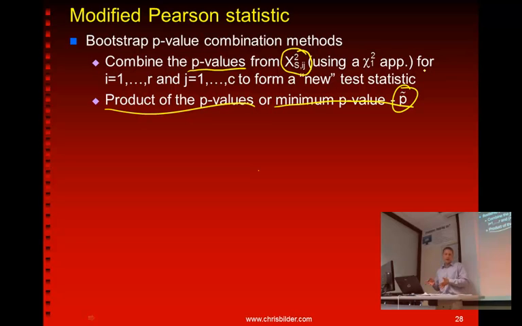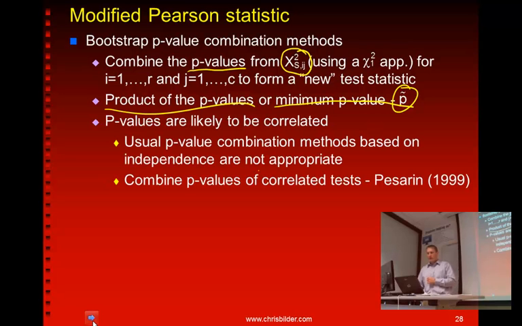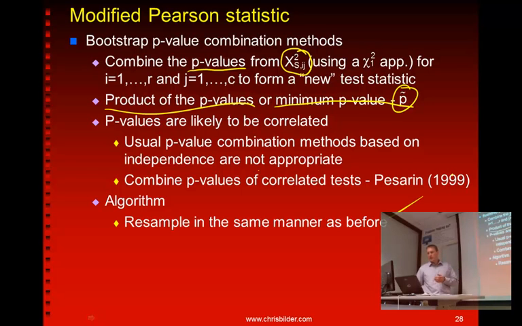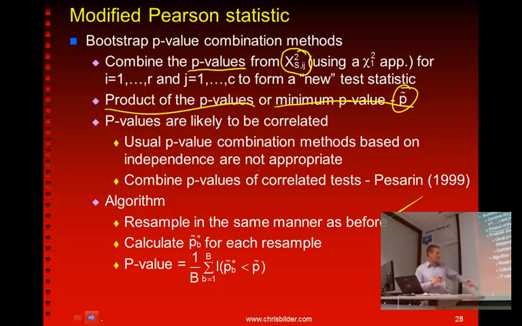Now the problem, though, is since each of these p-values are correlated with one another, I can't use the usual methods for p-value combination, which would assume independence between the p-values. So the Bootstrap comes to our rescue. So how can we do it? Well, resample in the same way as before. Calculate p tilde star now for every single resample. And then my p-value is the proportion of these p tilde stars less than p tilde.